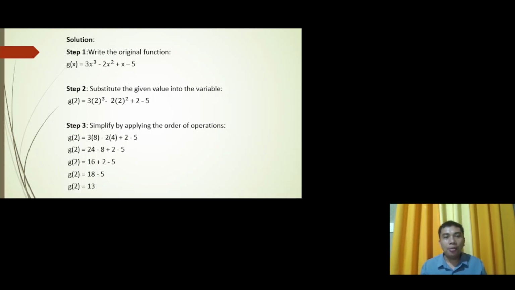Hopefully that you got the correct answer. So congratulations if that is the correct answer, and if ever it is not, still congratulations for trying your best to get the correct answer. There's always next time, and there's always an opportunity to improve our performance with regards to mathematics.